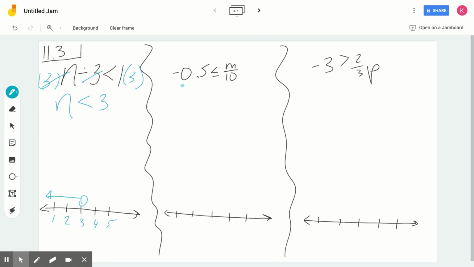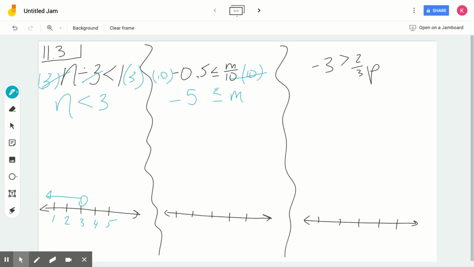Now here on number 2, m is being divided by 10. So the inverse is to multiply, so multiplying by 10 on each side. Again, using those parentheses, dividing by 10 and multiplying by 10 cancels. 10 times negative 0.5: positive times a negative is negative. 10 times 0.5 is 5. So here we have negative 5 is less than or equal to m.